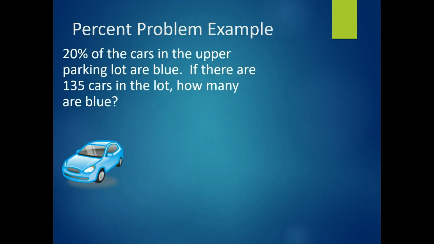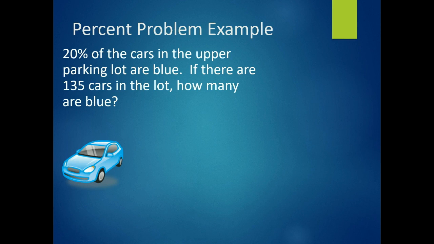In this first example, 20% of the cars in the upper parking lot are blue. If there are 135 cars in the lot, how many are blue? To solve a percent problem, we need to identify what is given and what we're looking for. The easiest thing to identify is the rate, and since we see 20%, the rate is 20%.